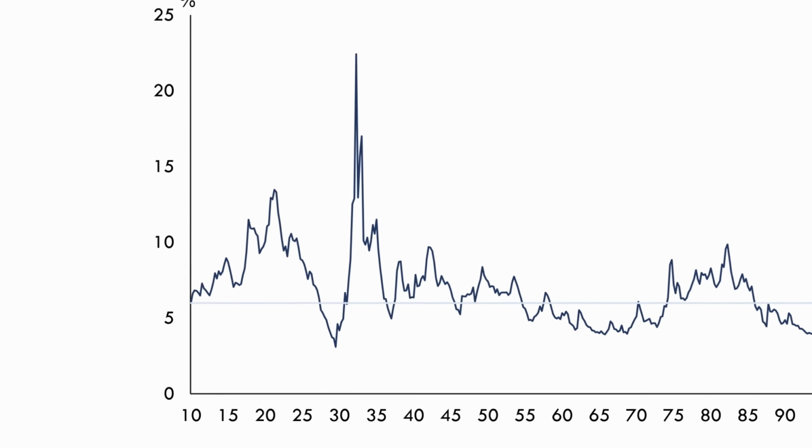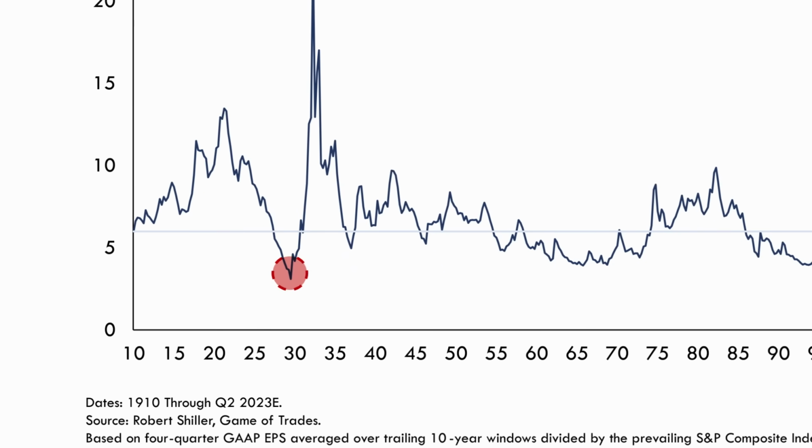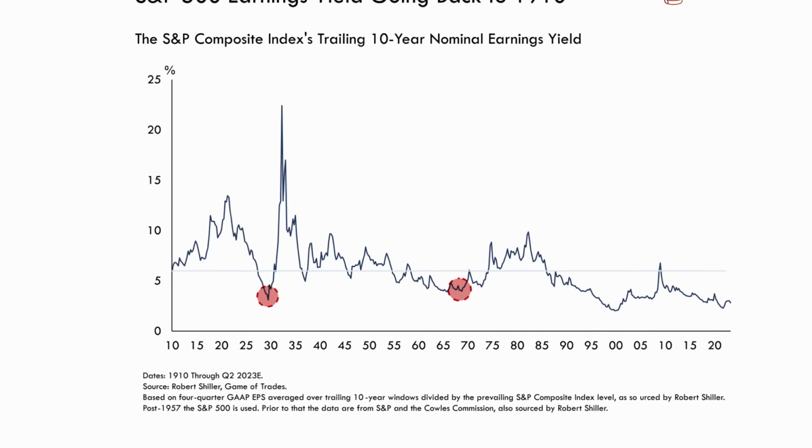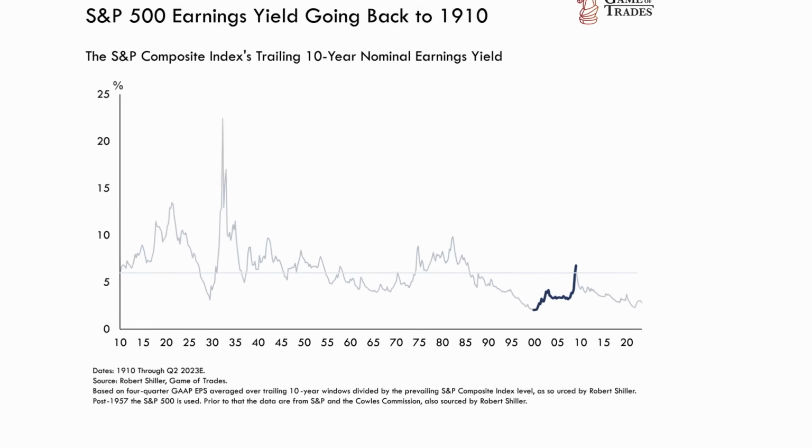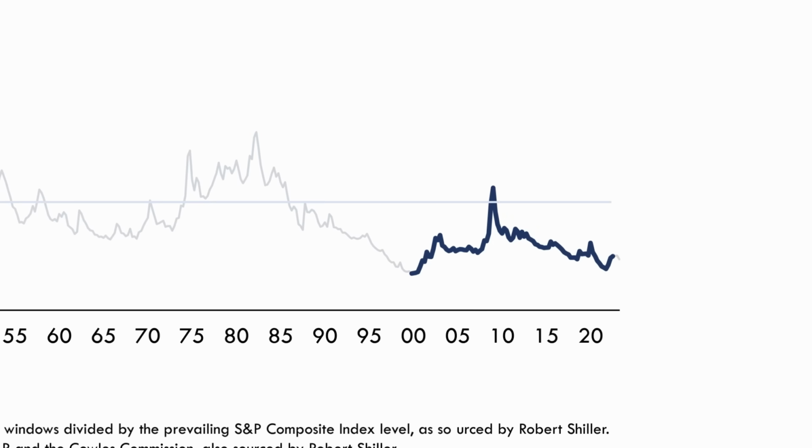And of course, the lower the earnings yield, like for example here in 1929 or in 1968 or in 1999, the less interesting it is to own the stock market because it means that earnings are very low relative to the price. Now you can see over the last 10-15 years, even since the year 2000, we've seen the earnings yield stay very low for quite some time.